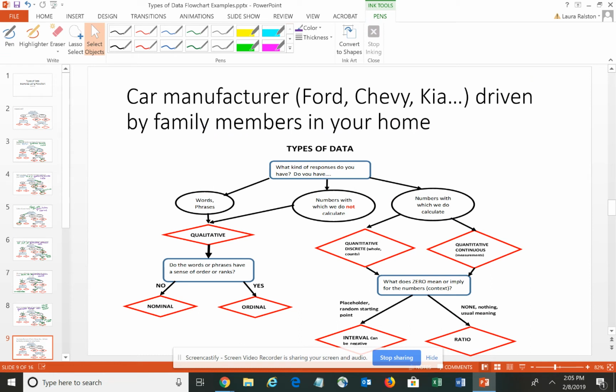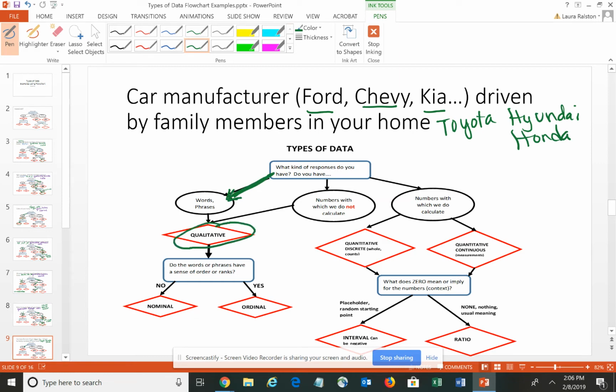All right, the next one. Car manufacturer, Ford, Kia, Chevy, driven by family members in your home. So again, think about the question. The question would be, what kind of car do you drive? And your response would be something along the lines of Ford, Chevy, Kia, Toyota, Hyundai, Honda. Okay, something along those lines. And notice you're getting words or phrases. So that takes me over to words and phrases. That's pretty easy. So that makes it qualitative.